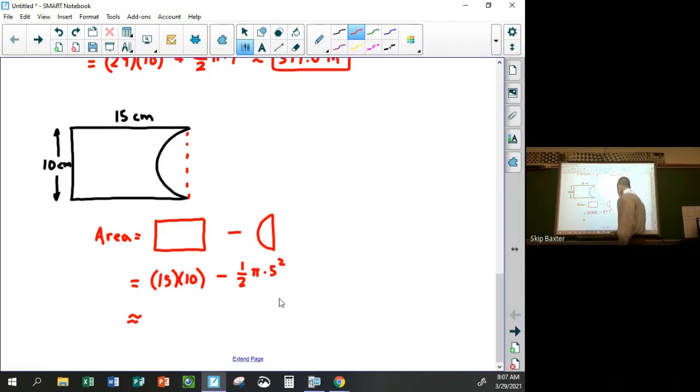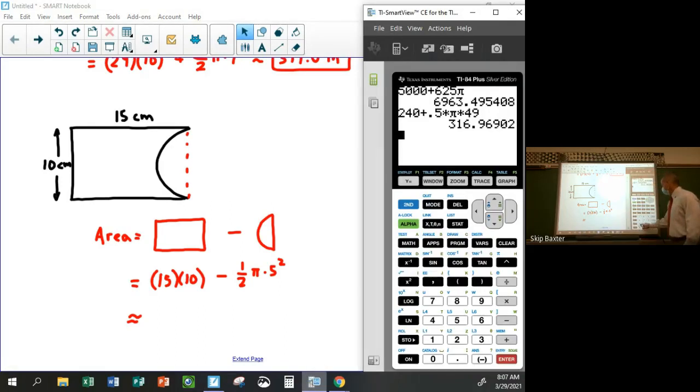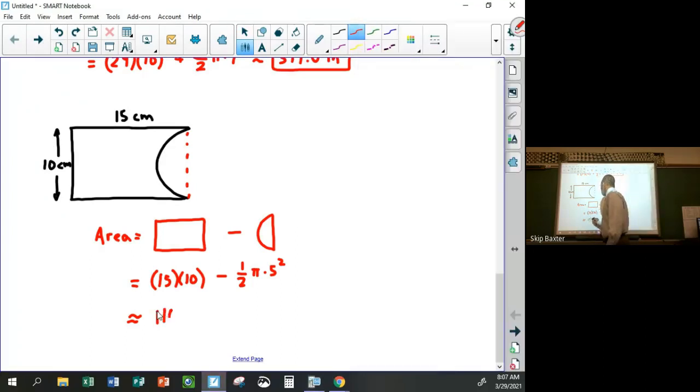So let's do this to the nearest tenth as well. It would be 150 minus 0.5 pi times 25. So it would be 110.7. And what's the units here? Centimeters squared.